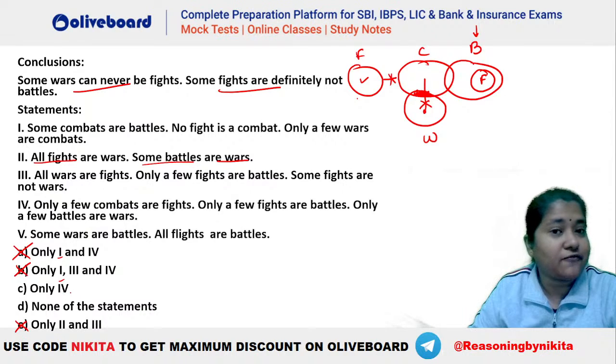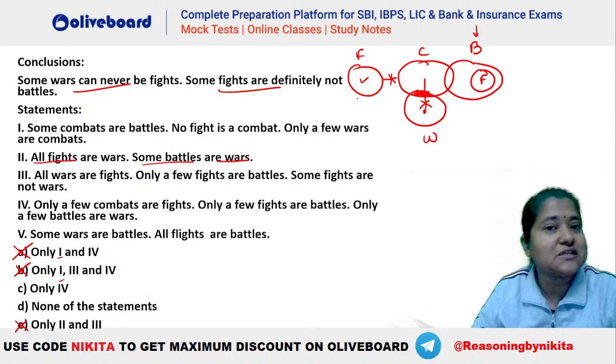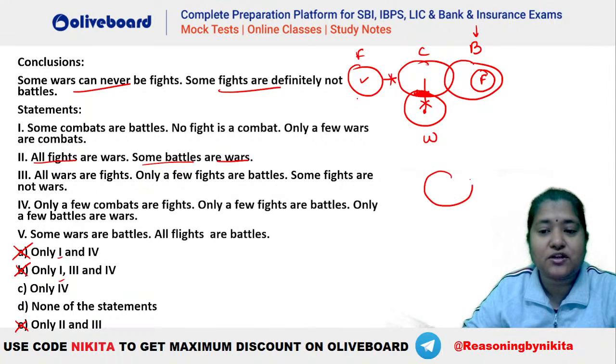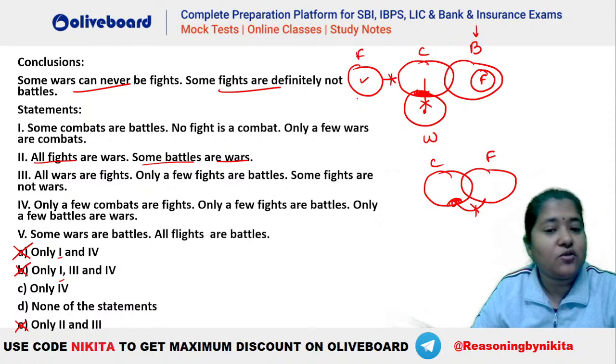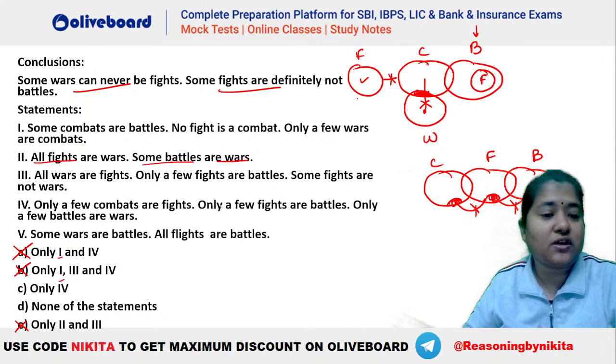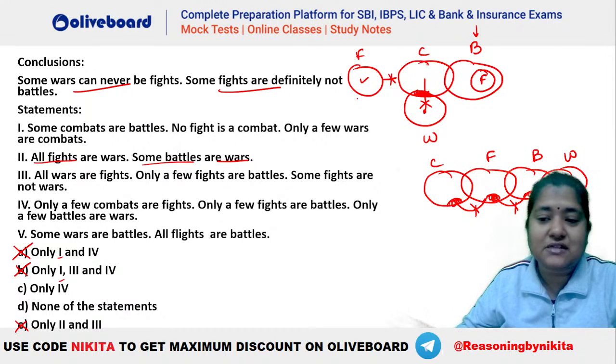Now you have to check 4 also, because none of the statements is also one of the options, isn't it? So now check for 4th. Let's see. Only a few combats are fight. So only a few combats are fight will be something like this, right? So some combats are fight and some combats are not fight. Then we have only a few fights are battles. So only a few fights are battles will be like this. So we have some fights are battle. Some fights are not battle. Only a few battles are war. That means some battles are war and some battles are not war.